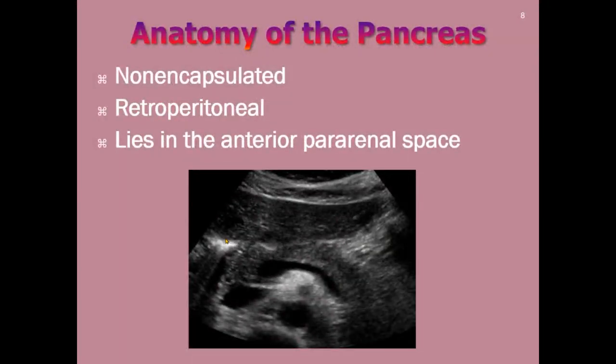It is non-encapsulated. It is a retroperitoneal structure. There is a small portion of the head that does line the peritoneum. Also, remember it lies in the anterior pararenal space. We're going to talk about all the random spaces in the body in a different chapter, but the anterior, which means more towards the front of the body, pararenal space near the kidneys.